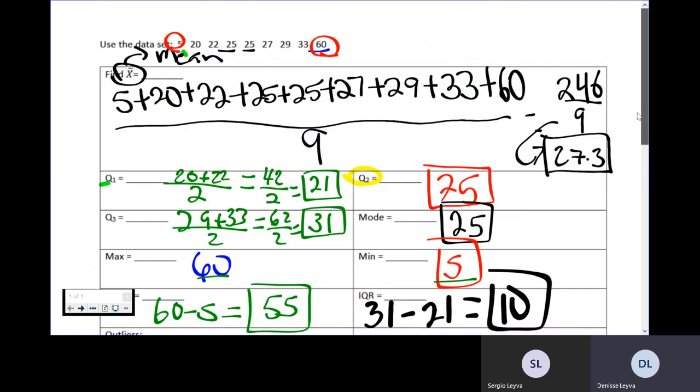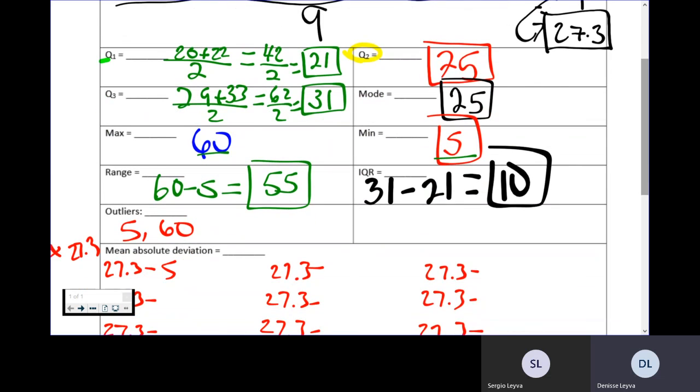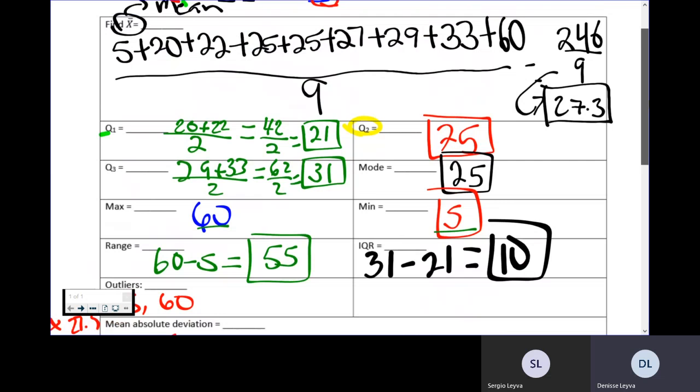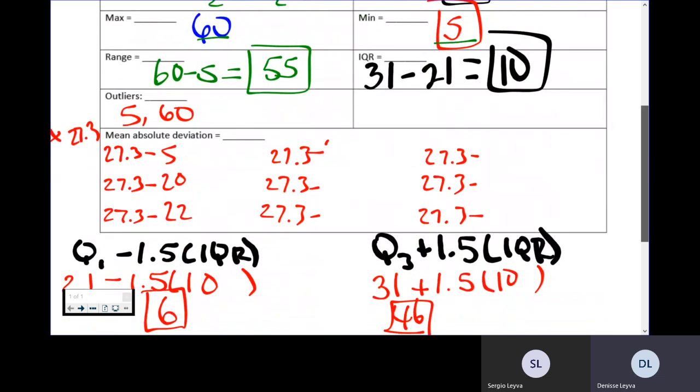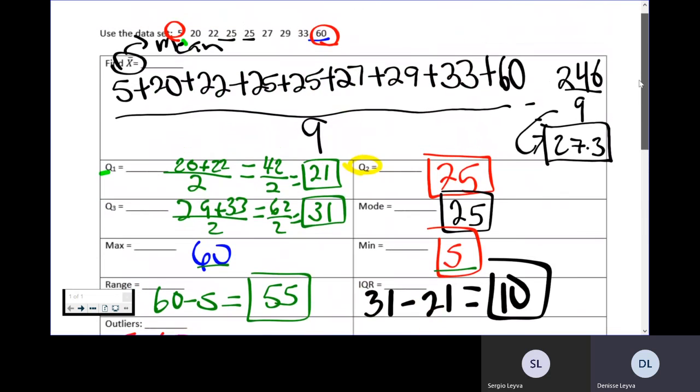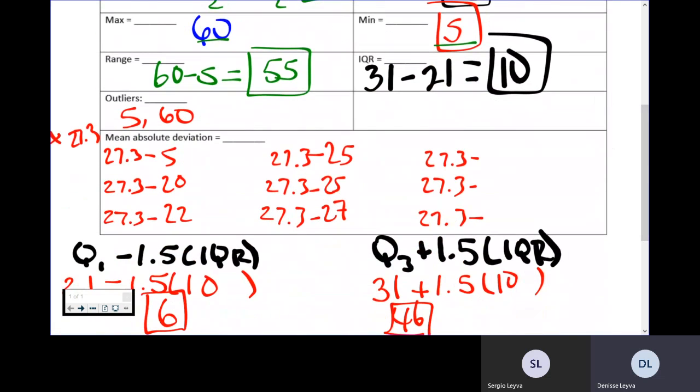So here you have 5, 20, 22. So minus 5, minus 20, minus 22. Oh, what other numbers are there? 25, 25, 27. Minus 25, 25 again, and 27. And let's see what else. 25, 27, 29, 33, and 60. Minus 29, 33, and 60. So I'm going to get all these numbers and I'm going to subtract them.